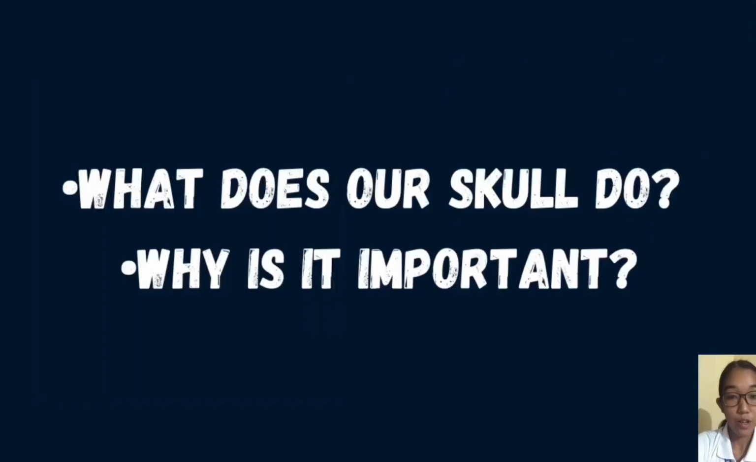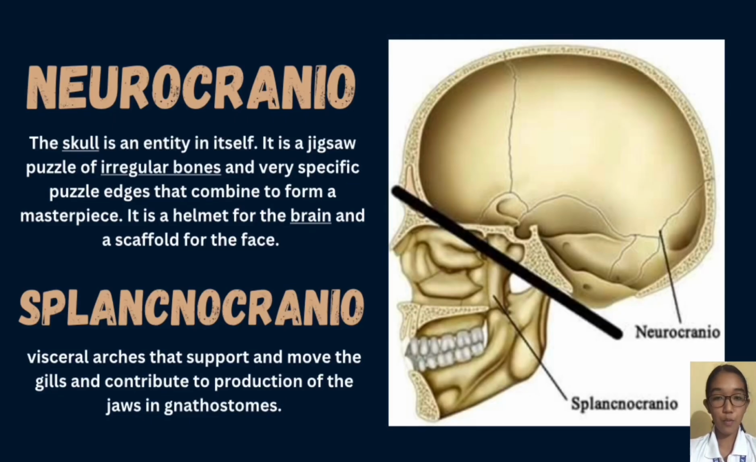face and jaw. So everyone, what does our skull do and why is it important? Its purpose is to protect our brain and allow attachments for the facial muscles. Generally, when describing the skull, we divide it into two parts: the neurocranium and the splanchnocranium.